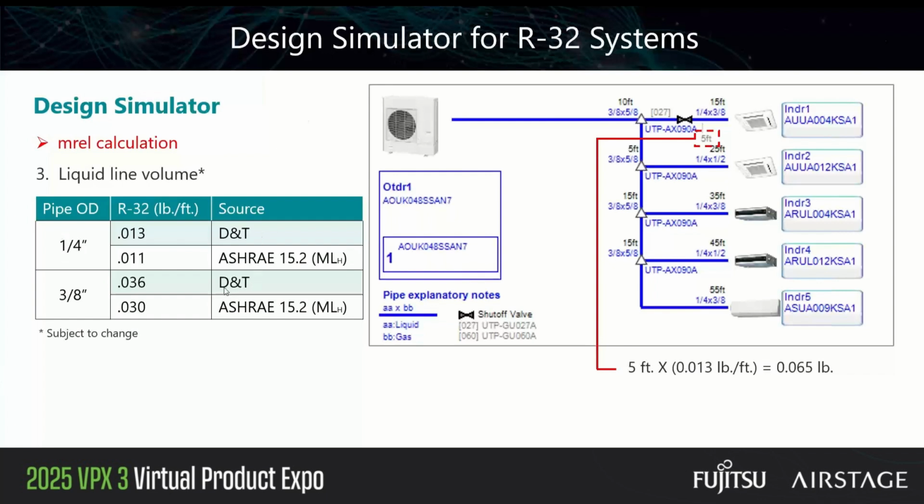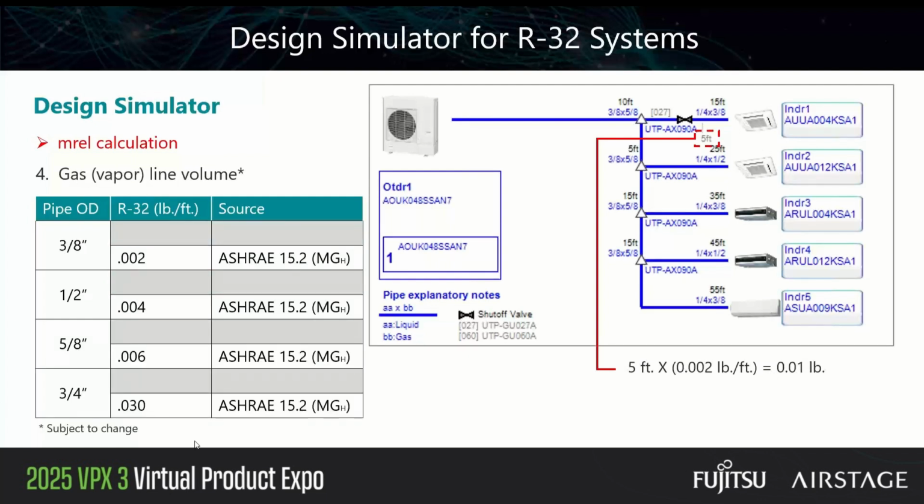You could stick with the ASHRAE standard, which would be a little bit lower, or you could go with the D&T, which is slightly higher, which again will be on the conservative side. So we know that we only have 5 feet in this example from the shutoff valve to the indoor unit. So 5 times 0.013 is 0.065 pounds.